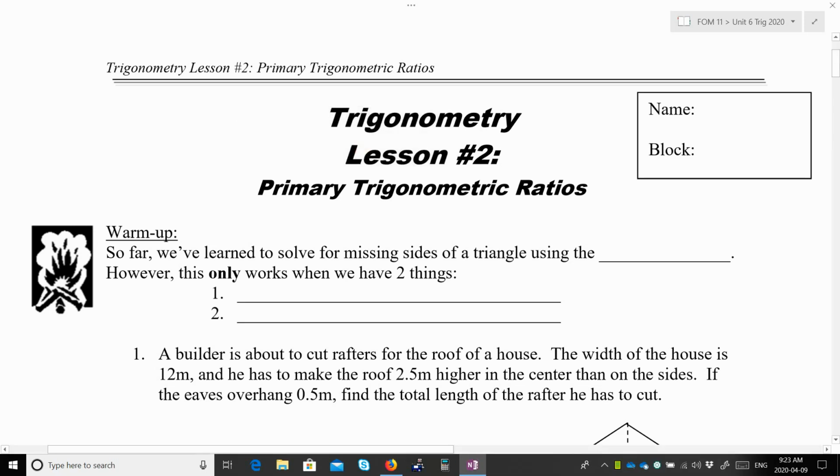Hi everyone, here is lesson 2 of trigonometry. It's called primary trigonometric ratios.